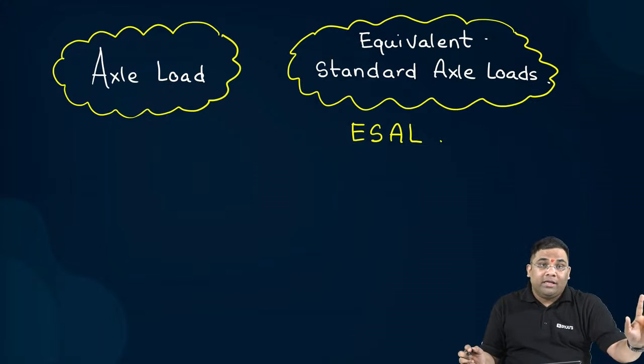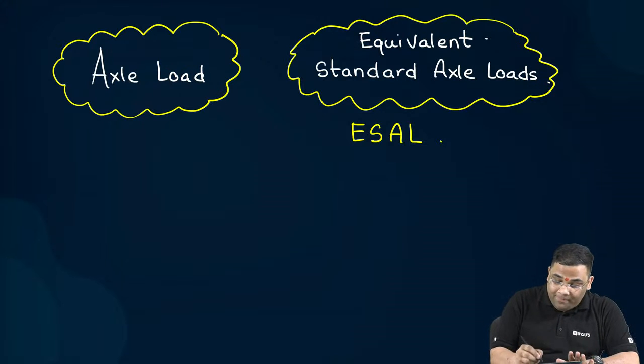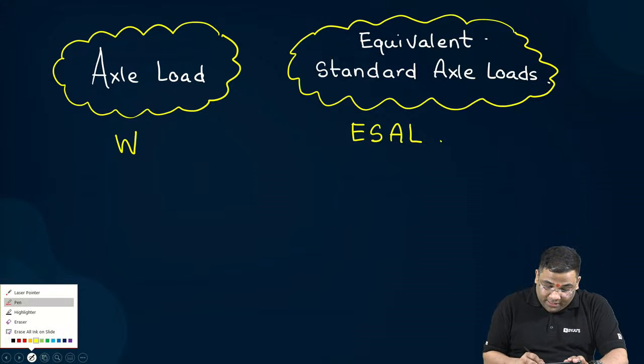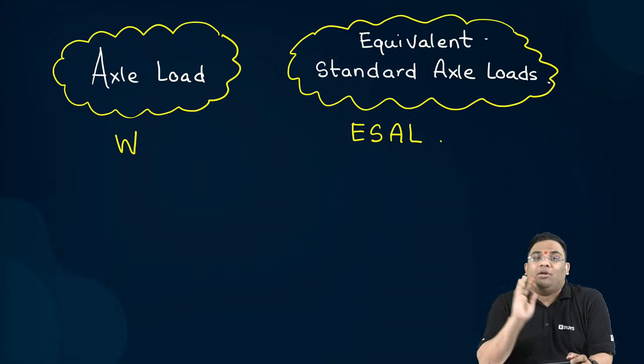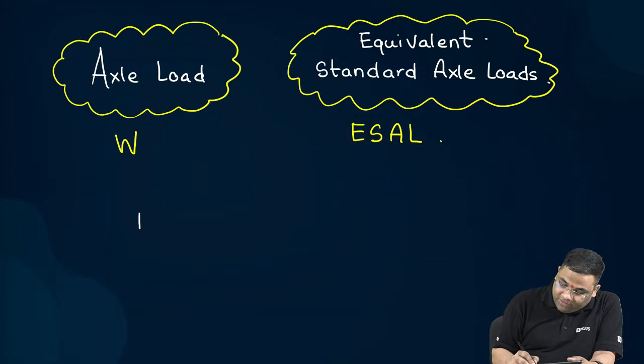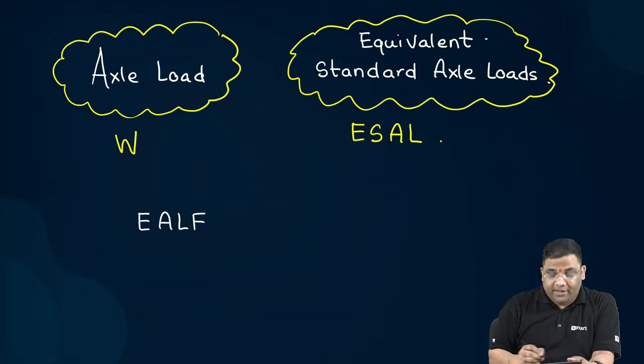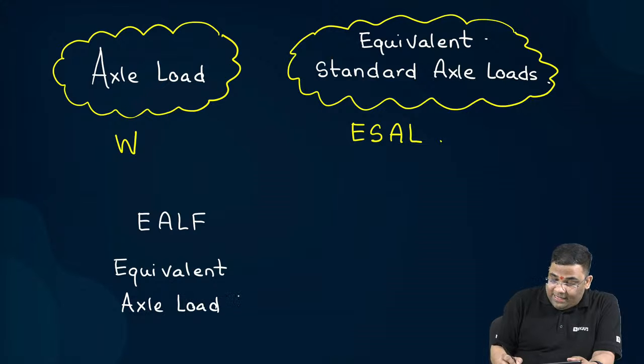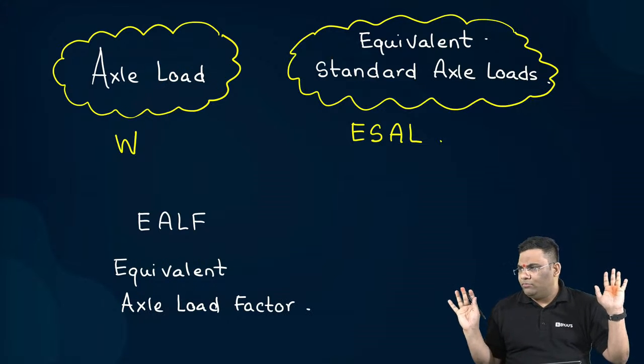Standard axle load. That means we have an axle load and that we are converting into what? Equivalent standard axle load. And how to convert? We use a factor known as EALF. What is this factor name? It is equivalent axle load factor. Very easy, very easy.